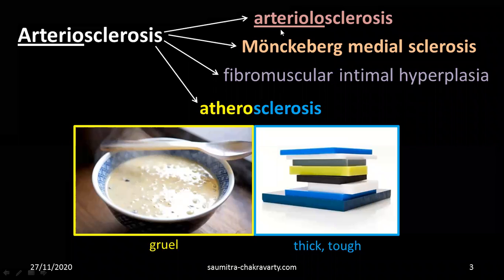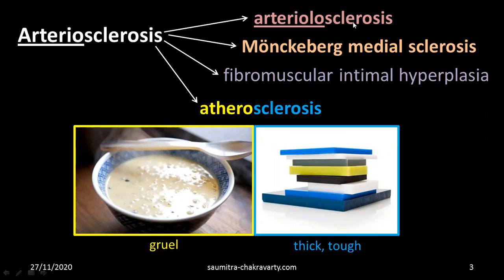Arteriosclerosis can be subdivided into four classes. One is arteriolosclerosis: arterioles become thick, tough. Another is Monckeberg medial sclerosis. The medial type is mostly found in senile changes, like in the myometrium of an atrophic uterus, where the blood vessels have thick walls. Arteries have thick walls and maybe some calcifications within them, etc.